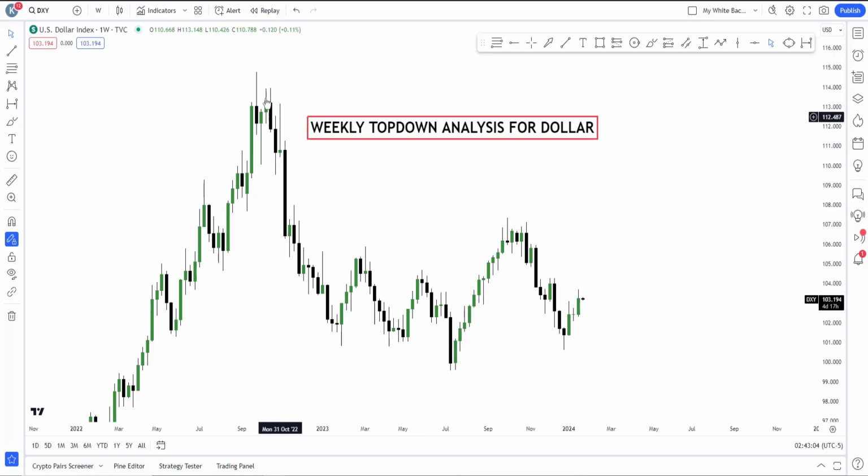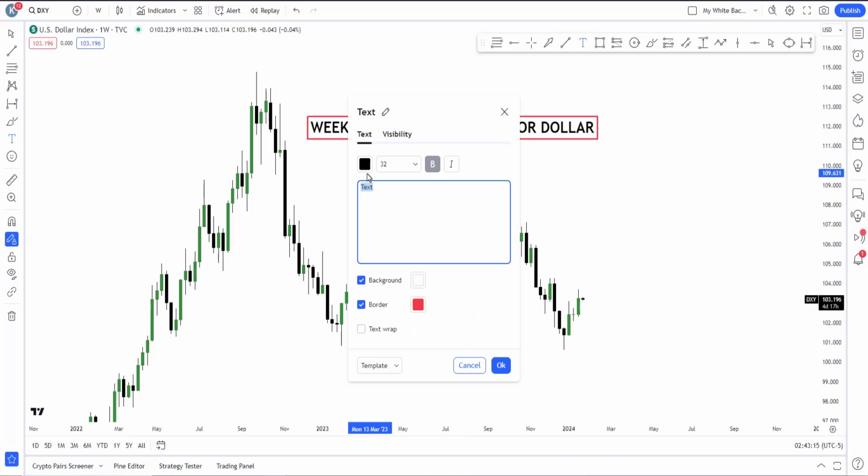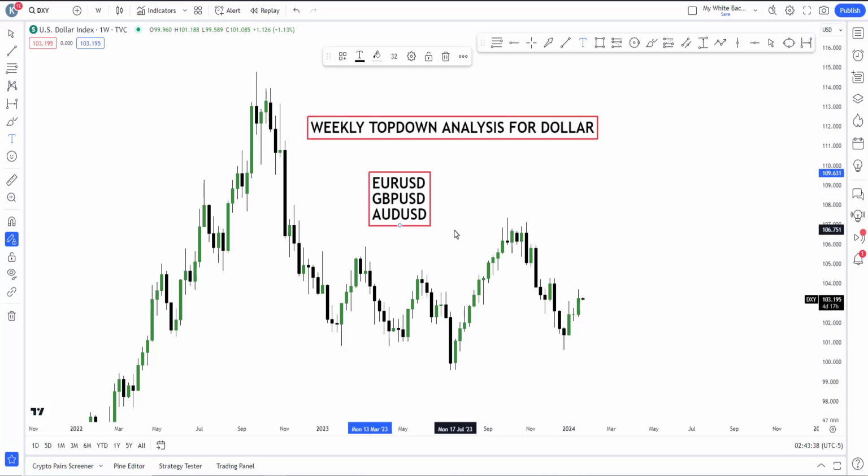Now, the dollar index is basically an indices that helps us to know the direction of the dollar, and then we'll be able to know what to expect from all the dollar paired currencies like EUR/USD, GBP/USD, or any of the assets that are paired with the USD. All right, so I'm going to show you how to do the top-down analysis correctly right here.